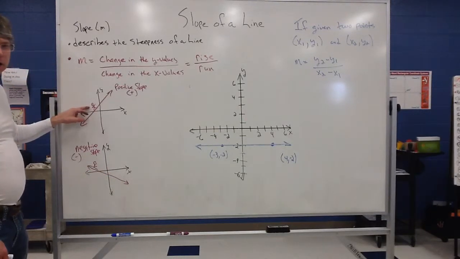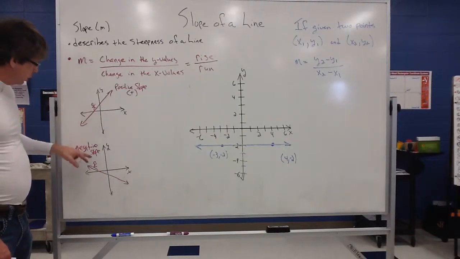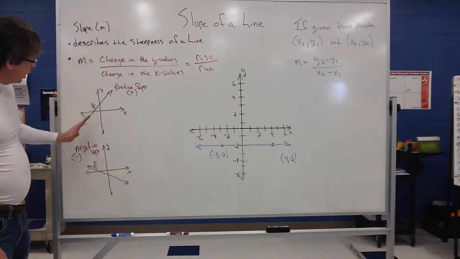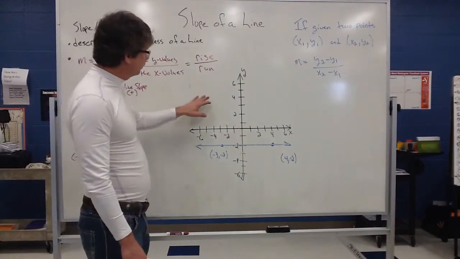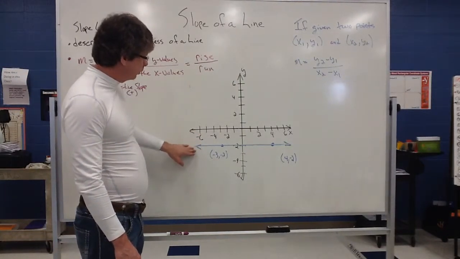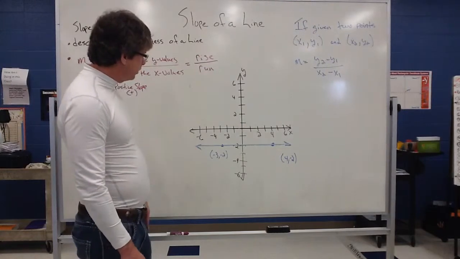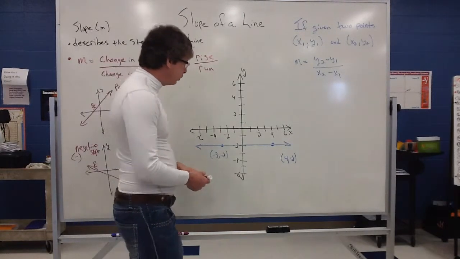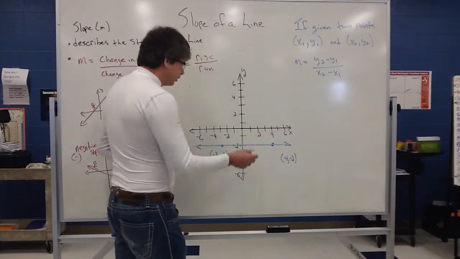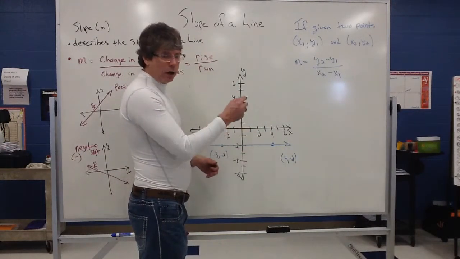A lot of times, like I said, I associate that hiker for uphill and a skier for downhill, and that helps me keep those guys together. So let's look at this line here that we have, this little blue line. If I want to find the slope, again, I have to look at rise over run. But notice that there really isn't any rise. All it does is run.